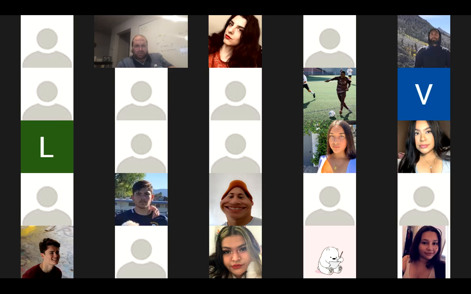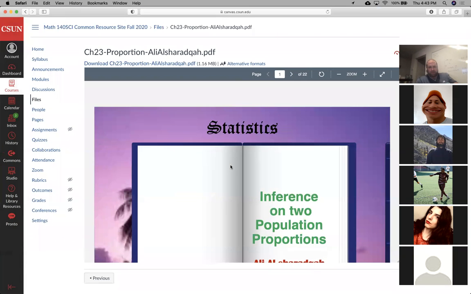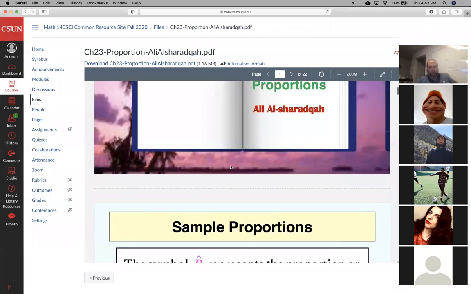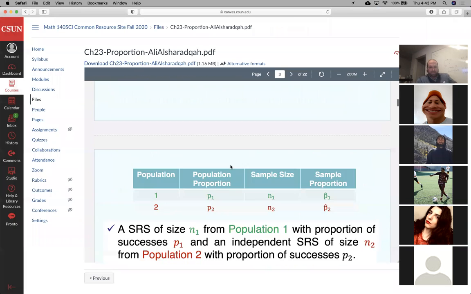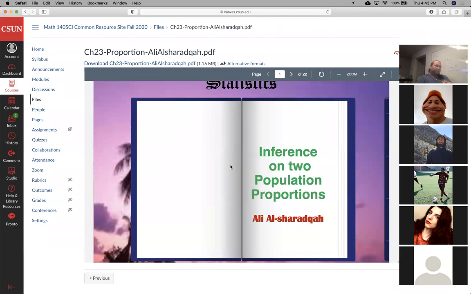No, 21. So 21 is comparing 2 means. Have we compared 2 means yet? We finished 22. Okay, wonderful. So 23. All right, I'm gonna start sharing my screen again. Inference on two population proportions. Did we do this one? Maybe not. No, I don't think we did. Okay, so inference on two population proportions.